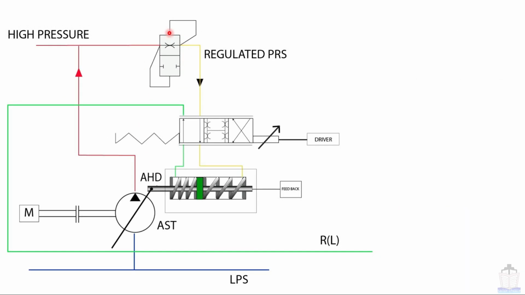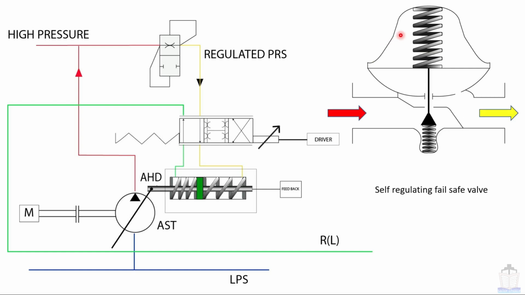Now going to talk about this regulated pressure. This is a flow control valve with fail-safe facility. The illustration of this valve is like this. Oil comes from here, it is restricted over here, and then finally goes to outlet. If this spring, this diaphragm or this spring damages, even though the flow will be continued, the flow will never ever be restricted. That is why this is called a self-regulating fail-safe valve. The main job is to control the flow.